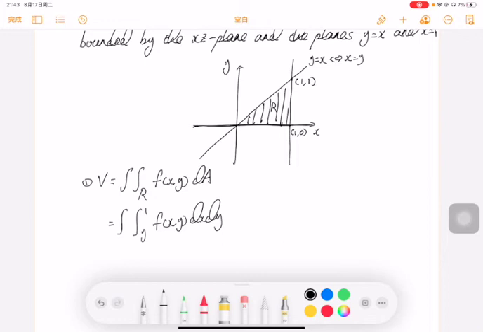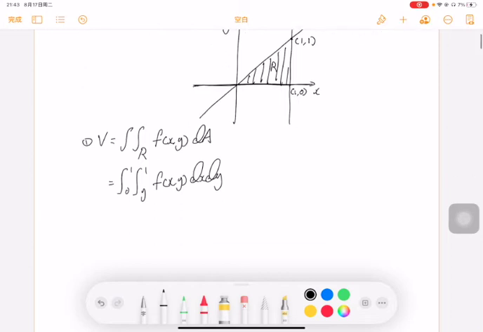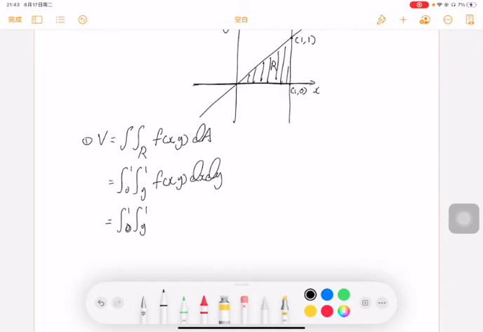And for the outer integral, we look at the domain of the variable y. So the lowest point of this shape is y equals 0, and the highest point of this shape is y equals 1. So it goes from 0 to 1. Okay, and f of x y is e to the minus x squared dx dy. Now this thing is hard to compute.